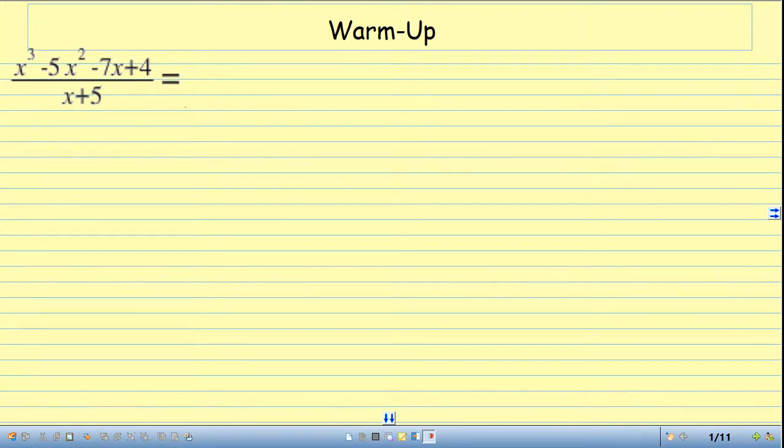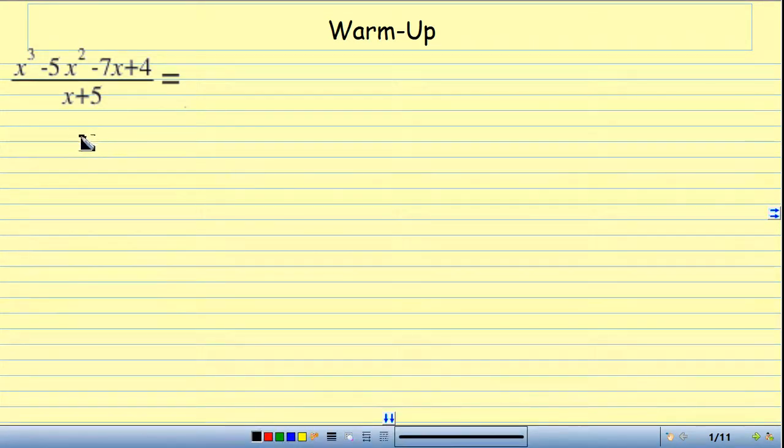Today is September the 12th, and we are going to go over section 2.4 of the textbook, which is complex numbers. So, we got to warm up first because we did synthetic division yesterday, so let's give it a shot.